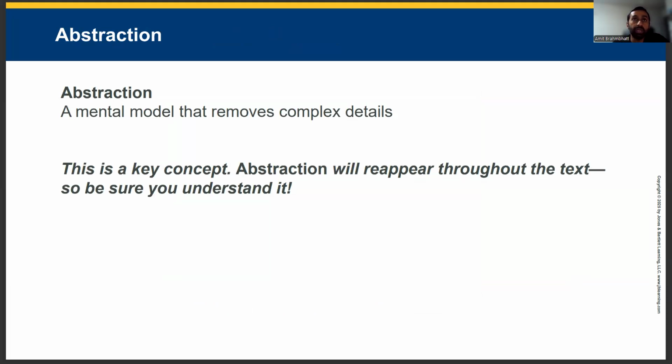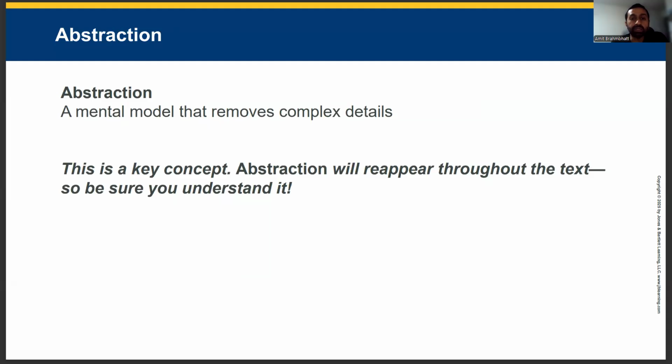Abstraction is a mental model that removes complex details. This is the key concept. Abstractions, we'll talk about those throughout the text in upcoming slides. It's the single most important concept in computing. It's a mental model that hides unnecessary details so we can focus on the right level of problem solving. You use it every day: files and folders instead of raw disk blocks, variables instead of registers, high-level languages instead of machine code, and APIs instead of device specifics.